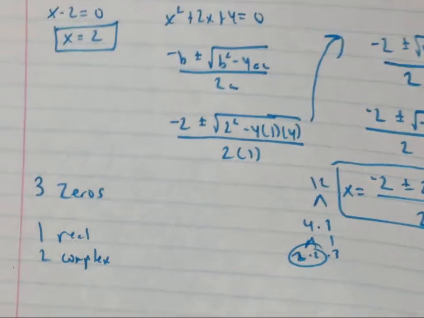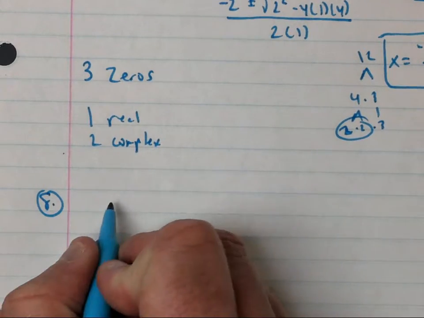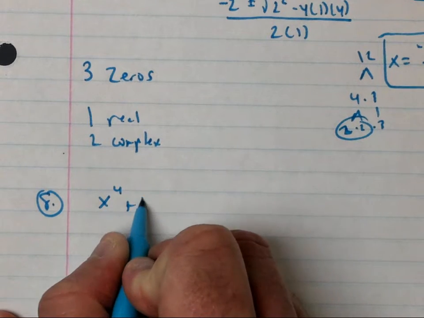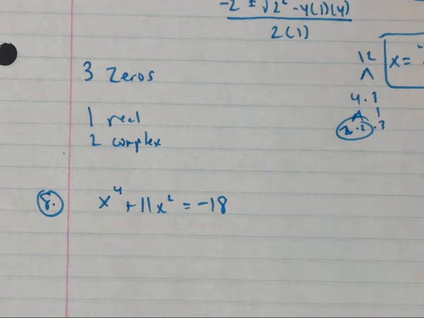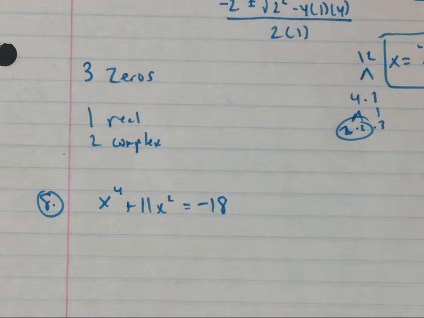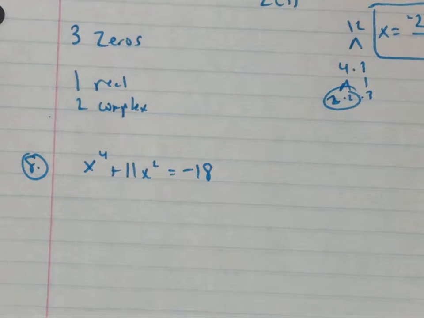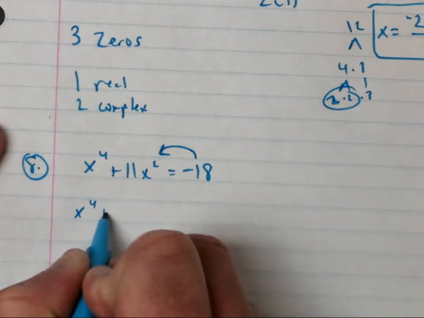Alright, I'm going to look at number 8. We have x to the 4th plus 11x squared equals negative 18. The degree is 4, making this polynomial equation quartic. However, it is not in standard form. To be in standard form, all polynomial equations have to be equal to 0. So I'm going to move that over.